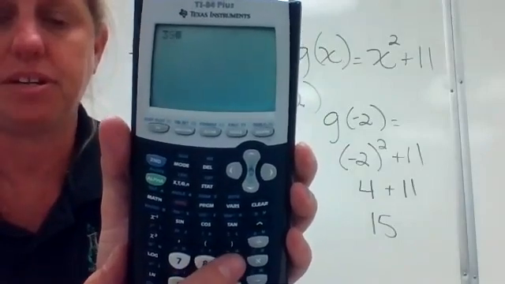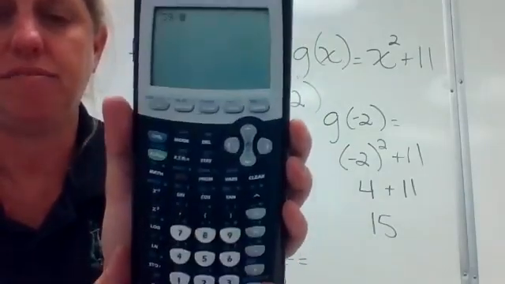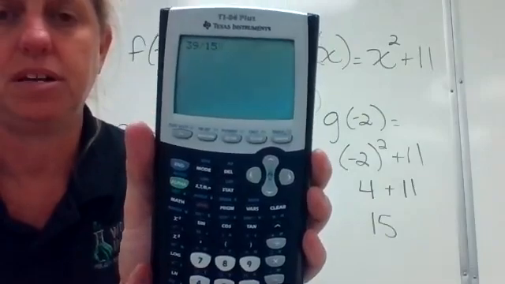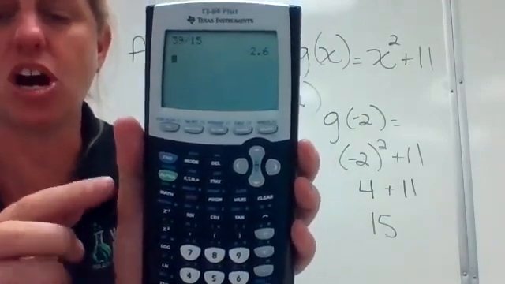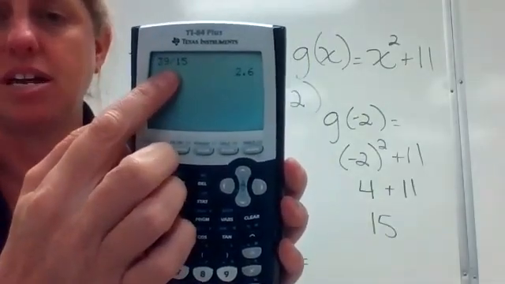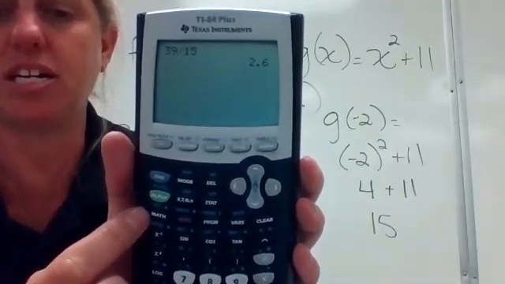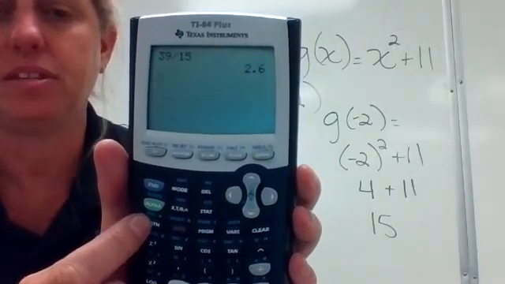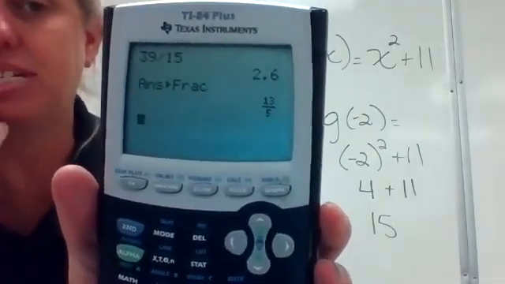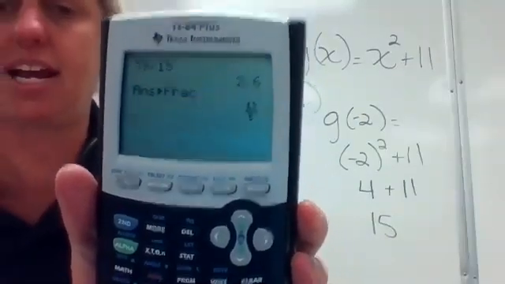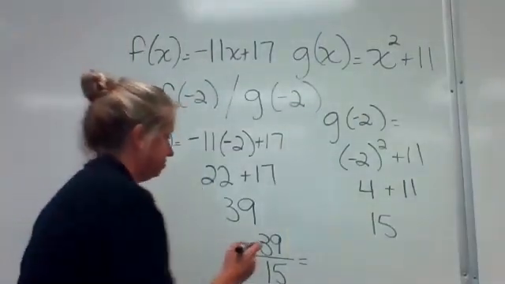39 divided by 15. Remember, it's going to give you a weird decimal. But remember, how do you turn this fraction into its simplified version? Hit the math button and then hit enter twice. Enter, enter. So you notice that that one does reduce to 13 over 5.